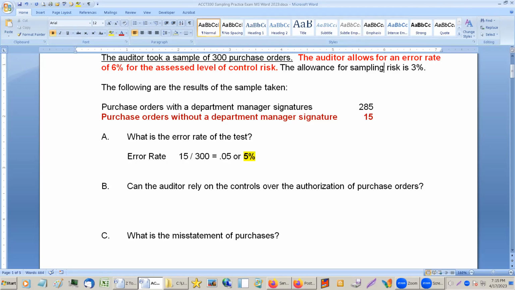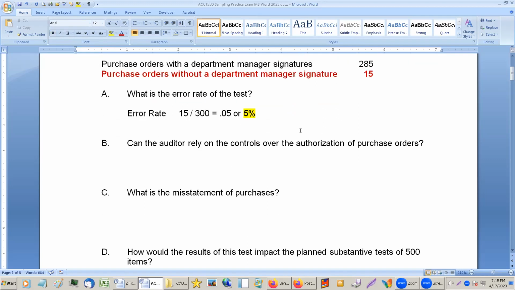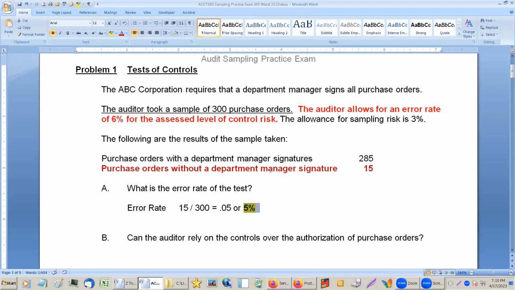Now, we have this allowance for sampling risk, so it could be plus or minus 3%. Now, we're not too worried about it being minus. If it's lower than 5%, the actual error rate, that's fine. But if it's higher than 5%, that's the problem. So that's why we always add this. This will be a plus added in, because that's the one we're really worried about. How bad could it be? What's the upper limit?